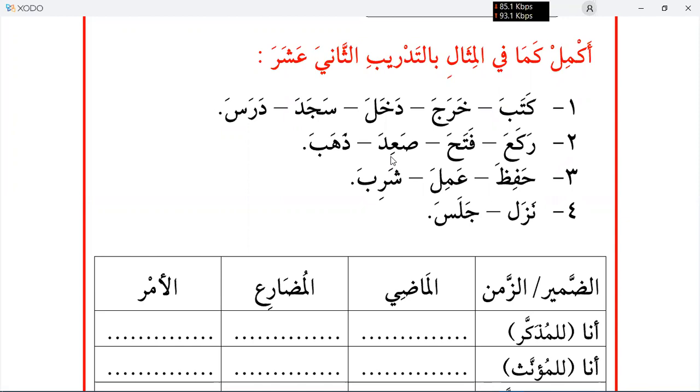Tas'adu. You dual masculine, Tas'adani. You plural, Tas'aduna. Tas'adina. Tas'adani. Plural female, Tas'adna. And As'adu, and Nas'adu.